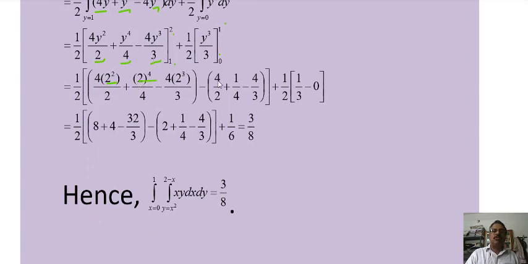Now first put y equals to 2 in this three times. Then put x equals to 1, here 1, here 1, here 1. You will get this term, plus 1 by 2 times. If you put y equals to 1, you get 1. If you put y equals to 0, this is 0.